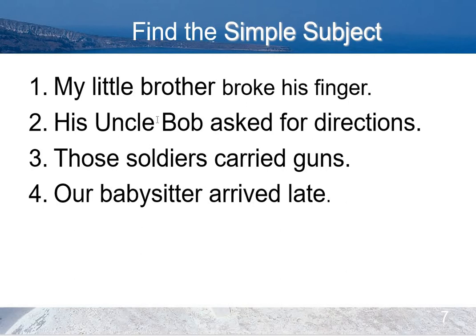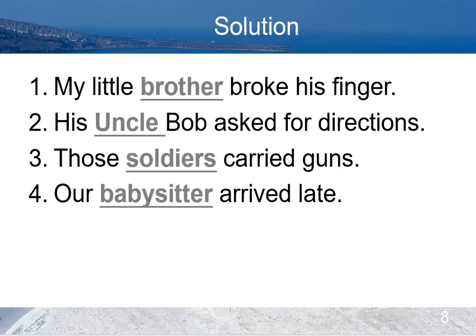Okay, one interpretation about the second sentence, his uncle Bob, because Bob can be the name of a child or anyone. So if the word uncle is finalized as the simple subject in this sentence: his uncle Bob asked for directions. Uncle is simple subject. Those soldiers carried guns. Soldiers is simple subject. Our babysitter arrived late. Babysitter is simple subject. So this is the solution.